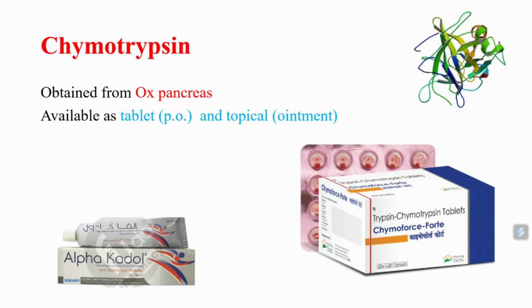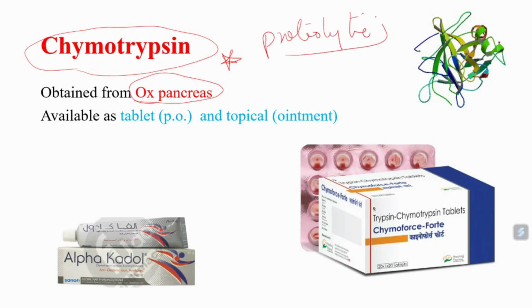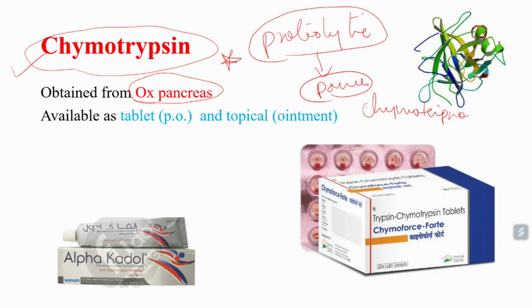And now let us discuss about chymotrypsin, a very important enzyme which is used in the hospital. Chymotrypsin is mainly obtained from ox pancreas. See, trypsin, chymotrypsin, alpha chymotrypsin, all these are proteolytic enzymes, and these enzymes are major constituents of pancreas. So in pancreas, all these enzymes are available as chymotrypsinogen.